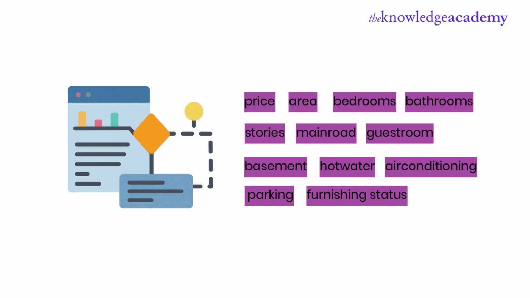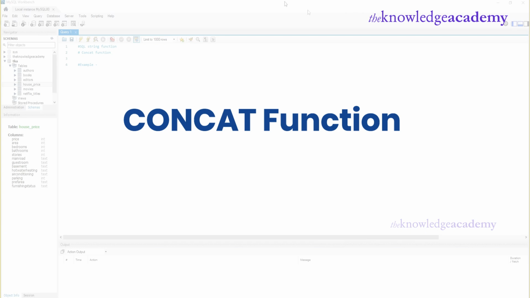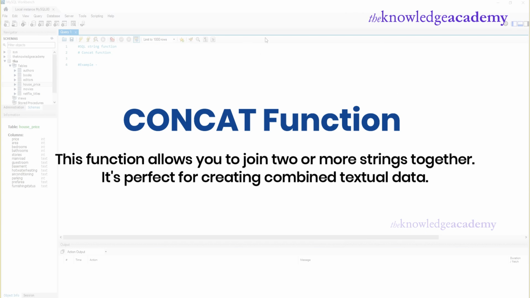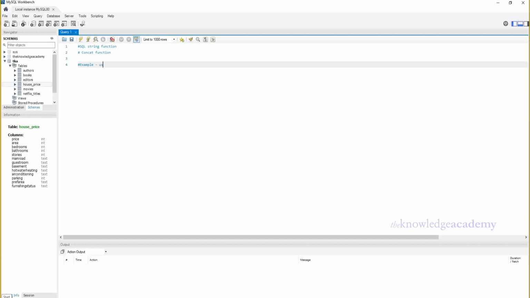Let's jump right in. First up is the CONCAT function. This function allows you to join two or more strings together. It's perfect for creating combined textual data. Let's say you have a house price table with columns like area, bedrooms, and bathrooms, to create a detailed description of each house. You can use CONCAT like this.